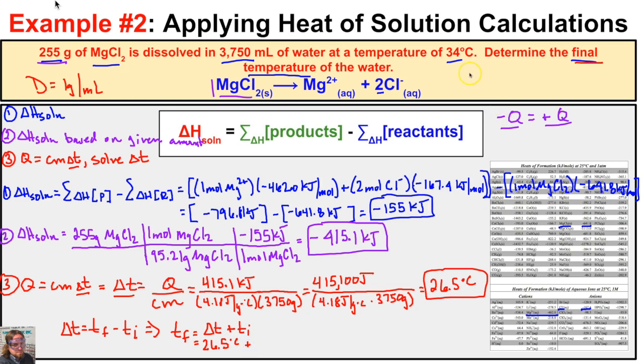What was our initial temperature? Take a look right here. It tells us it was 34 degrees. We'll put this in our calculator, and we will end up with 60.5. And so this right here is going to be our final answer to this problem.